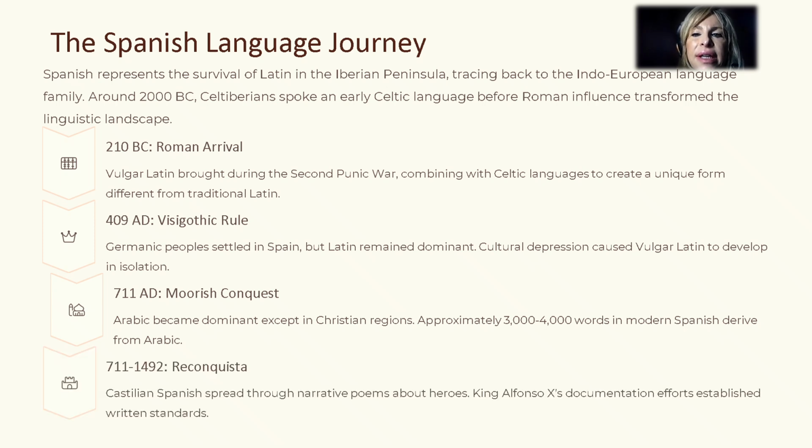During the Reconquista, from 711 to 1492, Castilian Spanish spread, especially through epic poems about heroes. In the 13th century, King Alfonso X promoted Castilian by having works of science, law, and literature translated into Spanish, which strengthened its use and prestige.